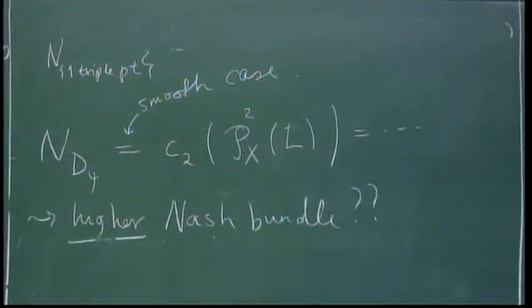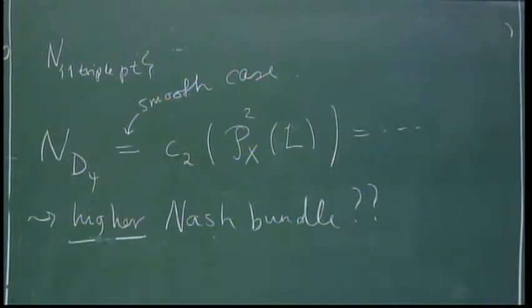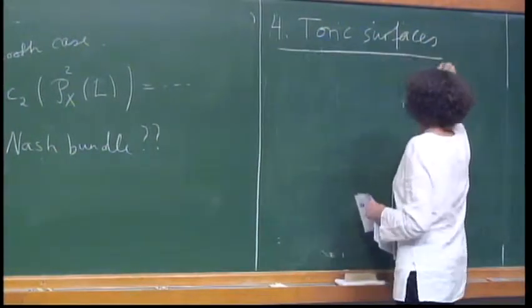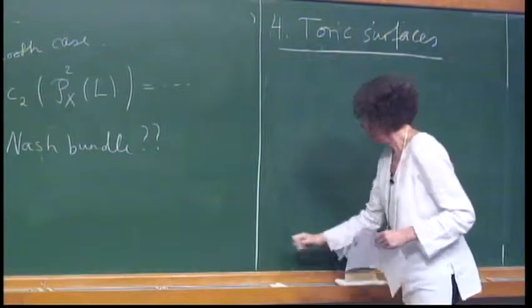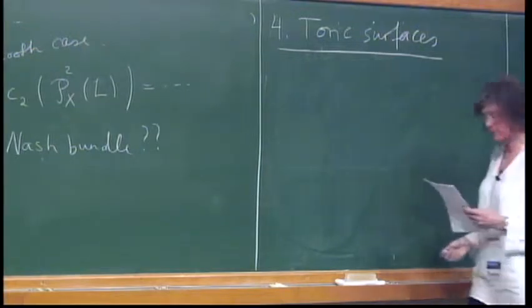Okay, so let me now finally, I have half an hour. See how far I get. Now I want to go to the main example that I'm interested in, of singular surfaces with isolated singular points, and they will be toric surfaces. They are, of course, combinatorial objects, but very nice varieties.